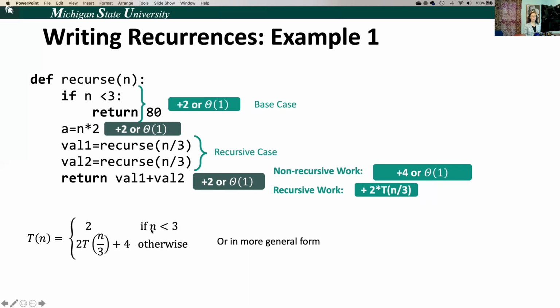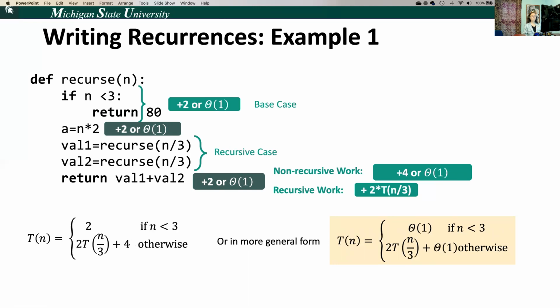Okay? Or you're going to do this, what your colleagues, your peers are going to communicate with you. You will say, oh, you have a base case, and that base case runs in constant time, theta of 1. You have non-recursive work. Non-recursive work runs in constant time, theta of 1. You have recursive work, 2 calls with an n over 3. That's my recurrence. Any questions?